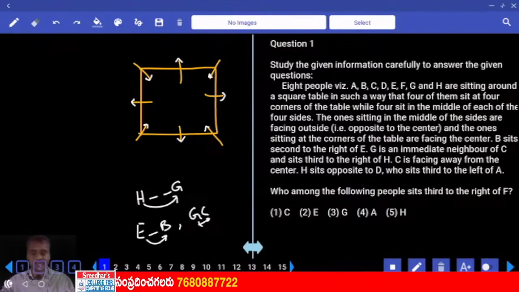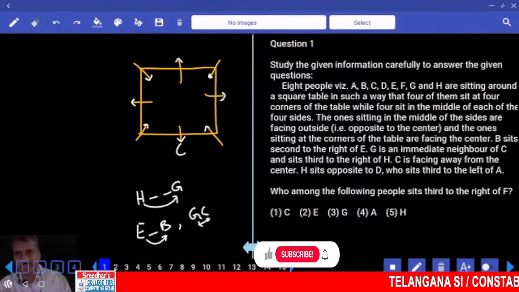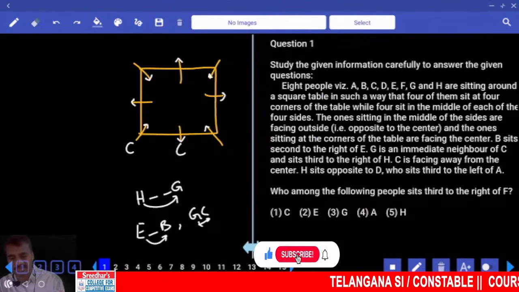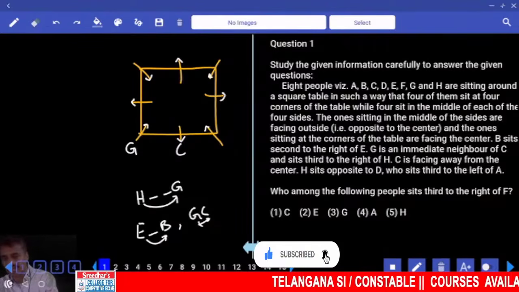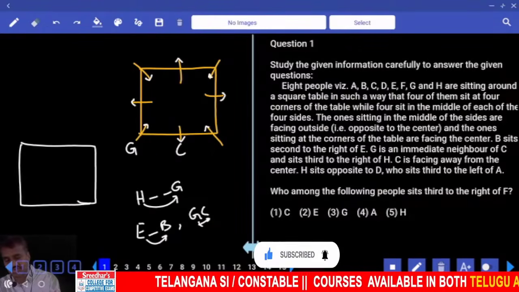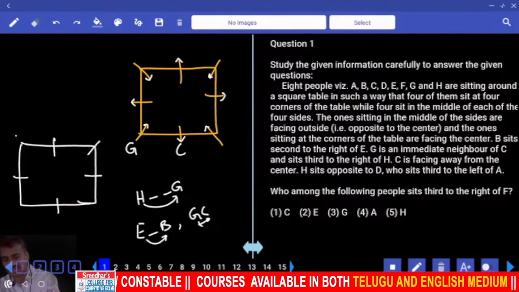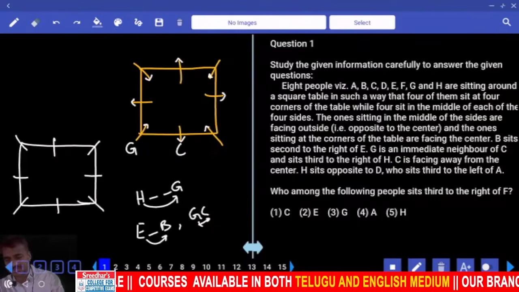And C is facing away from the center. As C is facing away from the center, can you have C at this place or not? Now C is here, and C and G are adjacent to each other. So how many possibilities? 2 possibilities. G can be on the immediate right hand side of C or the immediate left hand side of C. Hence, as there are 2 different possibilities, we are drawing the second diagram as well.